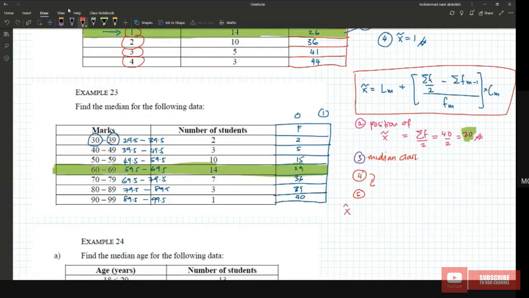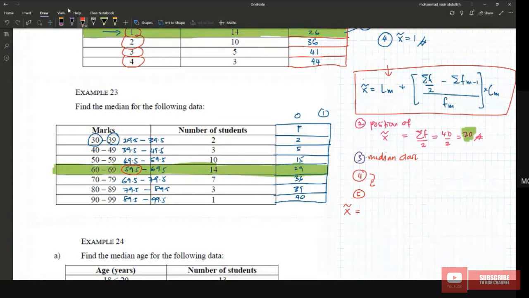So median, lower class boundary of the median class. So this is the median class. Lower class boundary is 59.5, right? Plus, refer to the formula here. This is the formula that we are referring to, right?